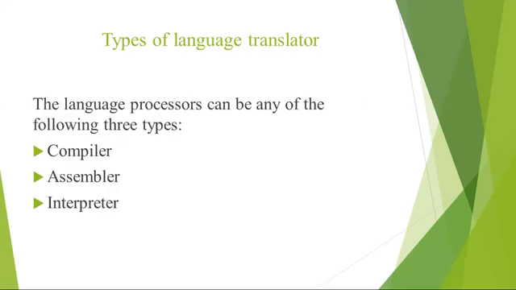Now let's move toward the types of language translators. A language processor can be any of the following three types. There are three different kinds of language translators: one is known as the compiler, the other one is the assembler, and the third one is the interpreter.